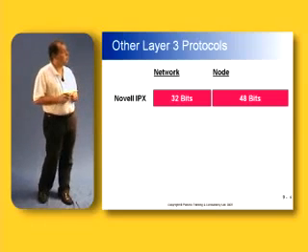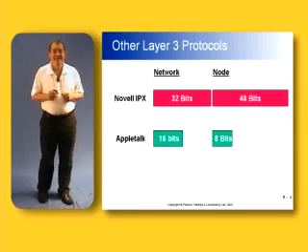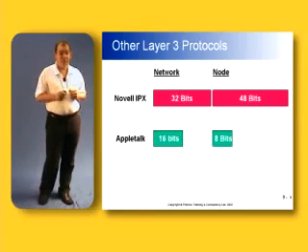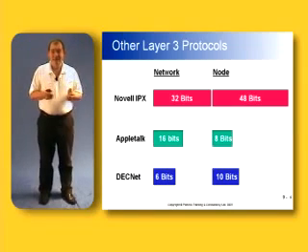Here's AppleTalk. AppleTalk: 16 bits network, 8 bits host. Always 16 bits represents the wire, 8 bits represents the host on that wire. One more, DECnet, an old protocol I know, but I guess it's still around somewhere. 6 bits network, 6 bits represent the wire, only 10 bits represent the host. They are all fixed lines, so it's always 6 bits network, 10 bits host.